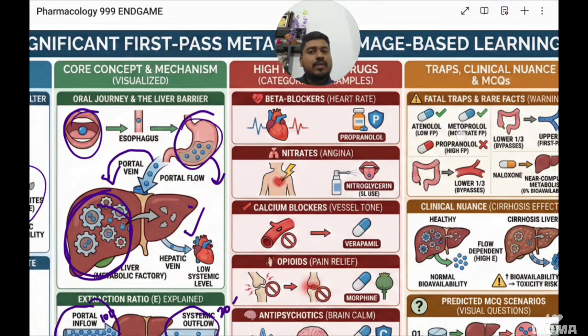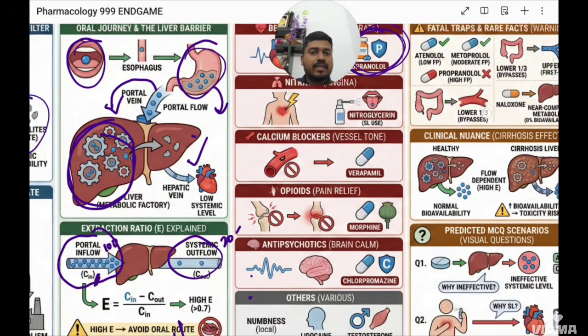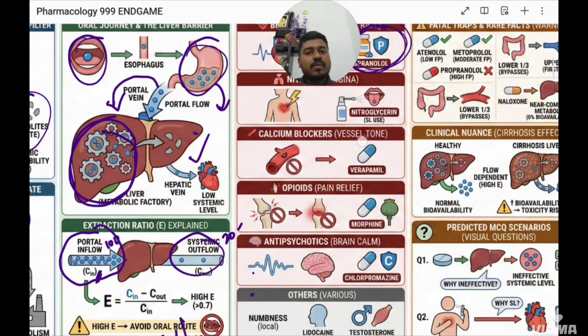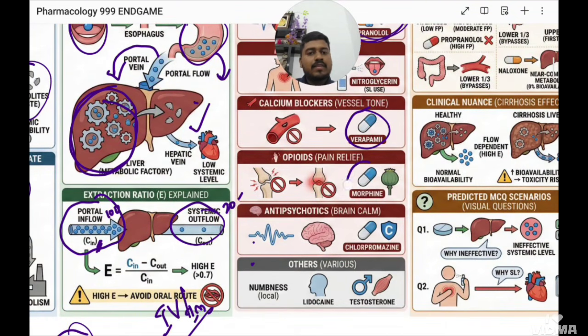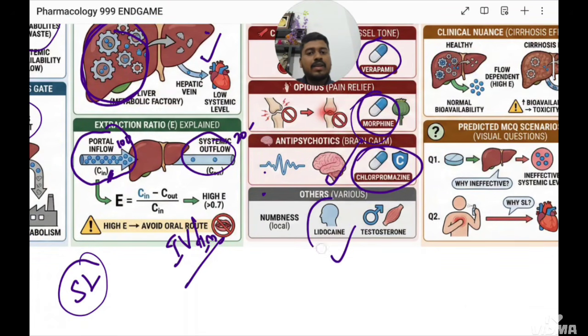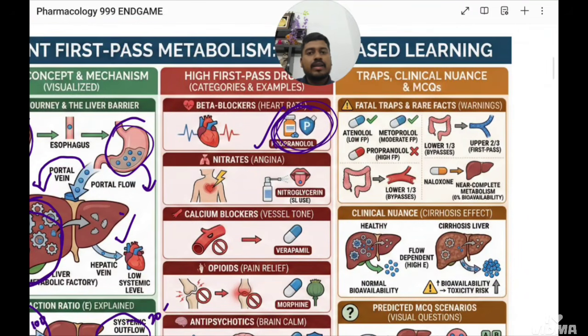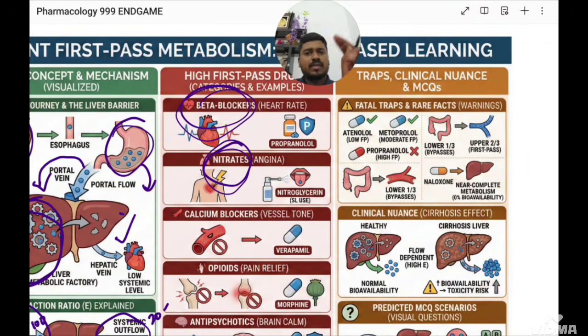One more drug which has very high first pass metabolism is propranolol; we'll see in the examples how it is significant. The third drug is a calcium channel blocker, verapamil. Fourth is morphine, which also has high first pass metabolism. Fifth is chlorpromazine, an antipsychotic. Then we have lidocaine, a local anesthetic, and testosterone. These are examples of drugs with high first pass metabolism, but you should at least remember nitrates and beta blockers, these two.